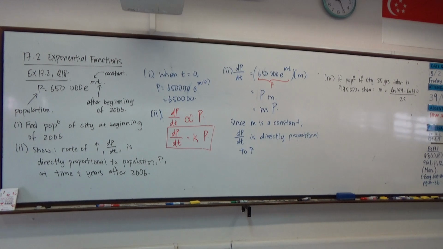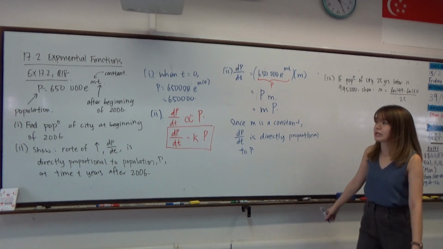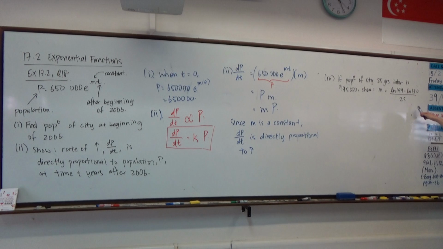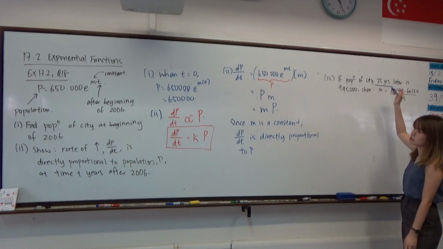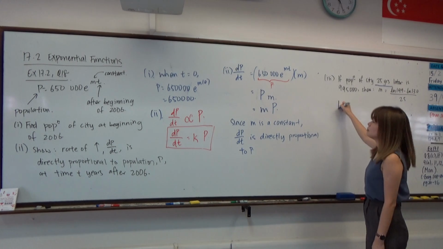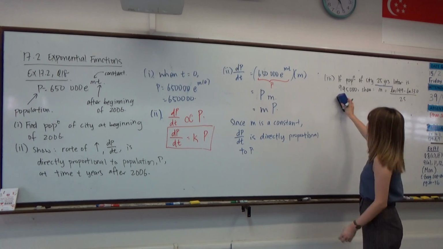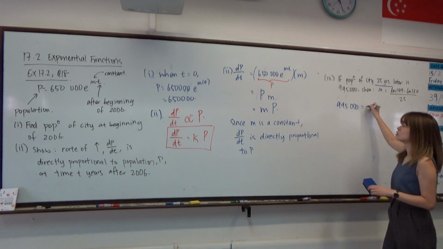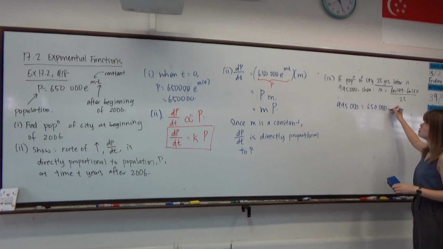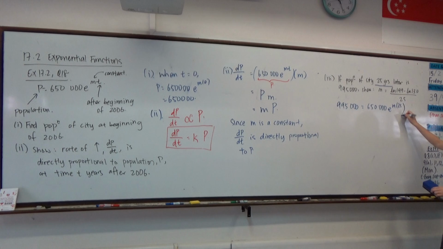Next, part 3. If the population of the city is 995,000 at 25 years after the beginning of 2006, T is in years by the way, we want to show that this equation will be fulfilled. In order to do this, we use the first information, that is 25 years later, T is 25 and P is given to be 995,000. So just simply do the substitution.